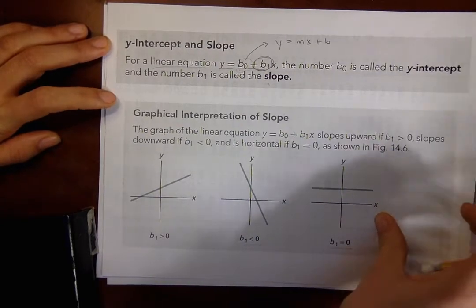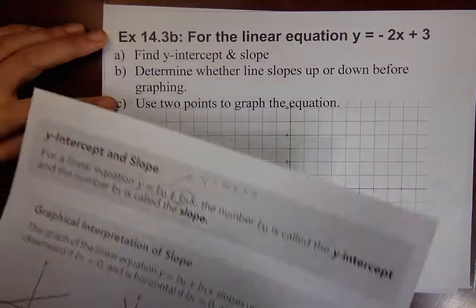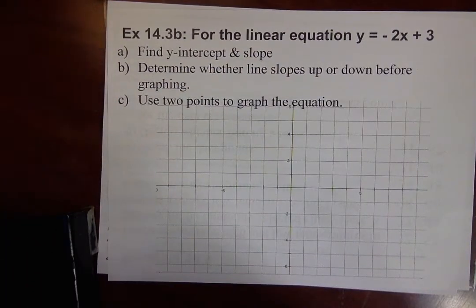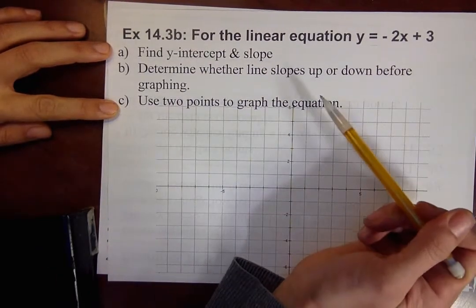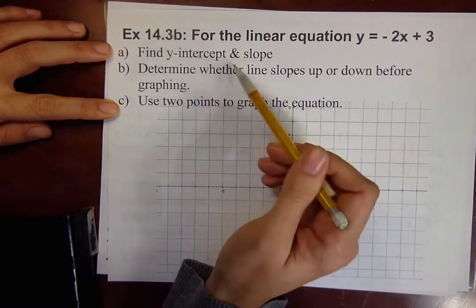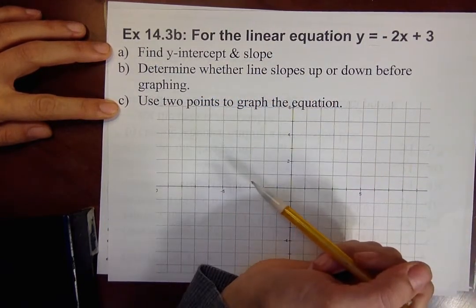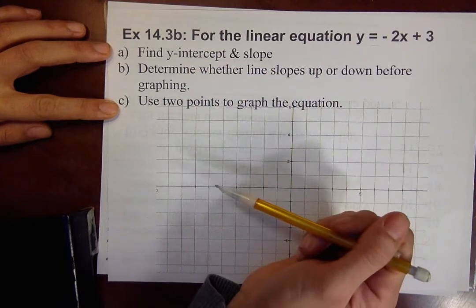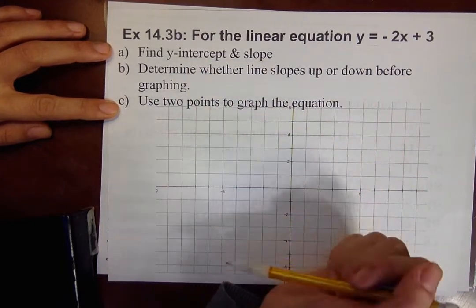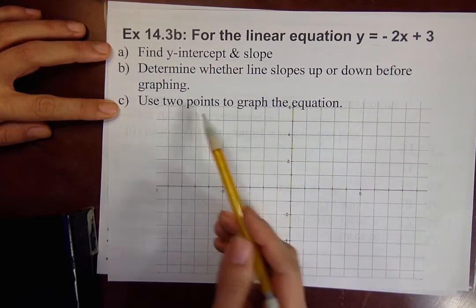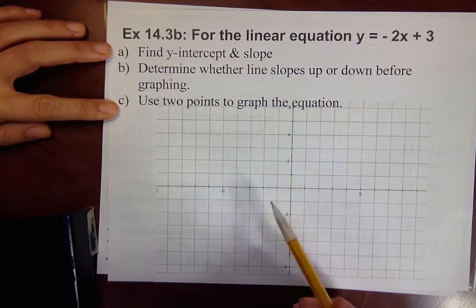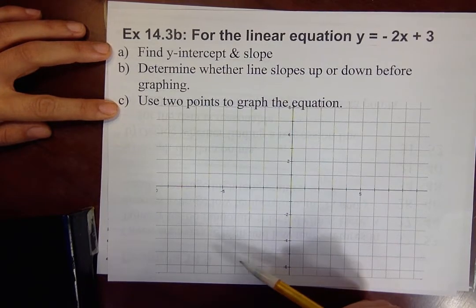So the second of 2 questions on your quiz this week is going to be a question like this, where I will give you a linear equation written in slope-intercept form. I'll ask you to tell me what the y-intercept and the slope are. I will ask you to determine whether the line slopes up or down. I can't really ask you to do it before graphing, but it should be obvious. And then I'll have you draw 2 graphs, 2 points, at least 2 points, and also draw the line that goes through those 2 points.